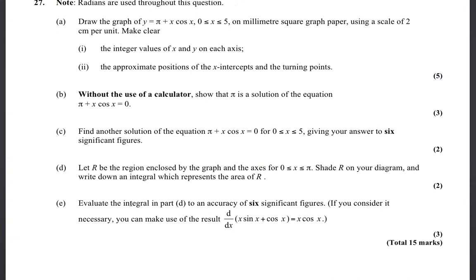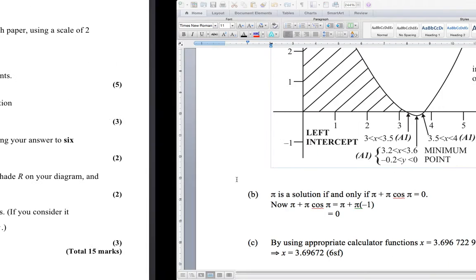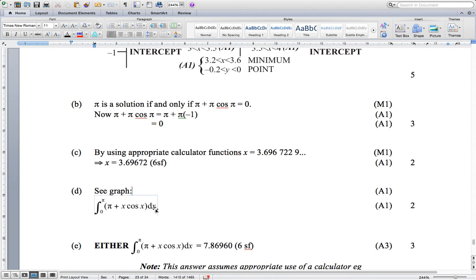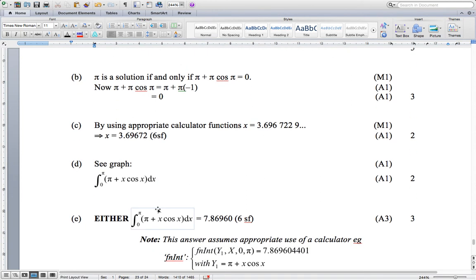Find the integral in part D to an accuracy of 6 significant figures. Again, you can use a calculator. So it is basically the integral from 0 to pi of (pi plus x cos x) dx. You can find the answer using the calculator.